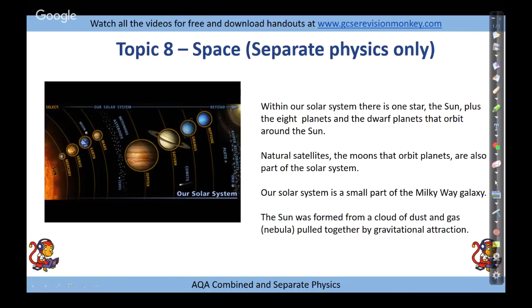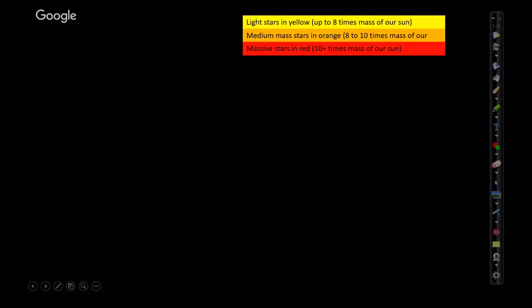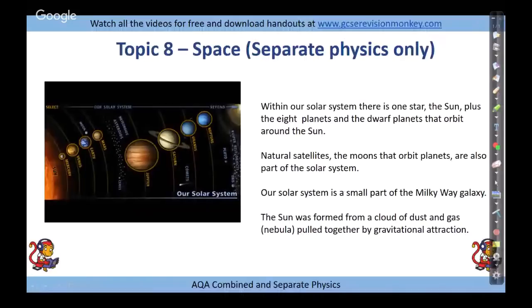Okay, so within our solar system, there's one star. We've got the Sun plus 8 planets and the dwarf planets. There's a few dwarf planets that orbit around the Sun. Now, even the moons that orbit planets, they're called natural satellites. They're also part of our solar system. And our solar system is part of the Milky Way galaxy. And our Sun was formed from a cloud of dust and gas, a nebula pulled together by gravitational attraction.